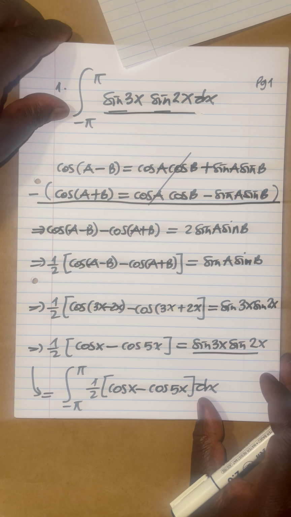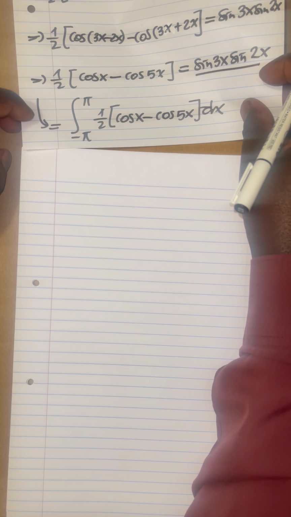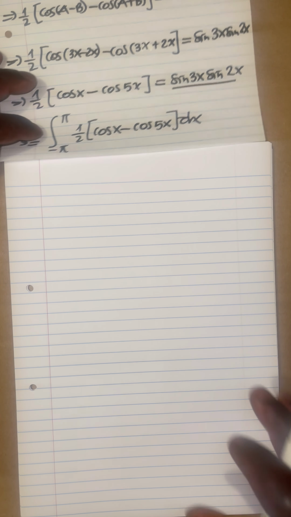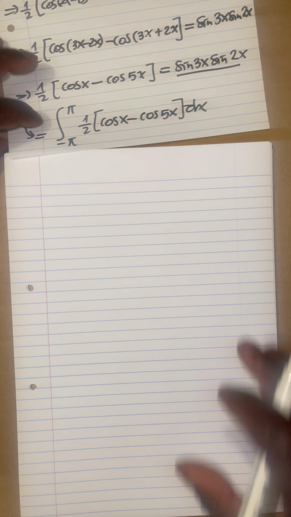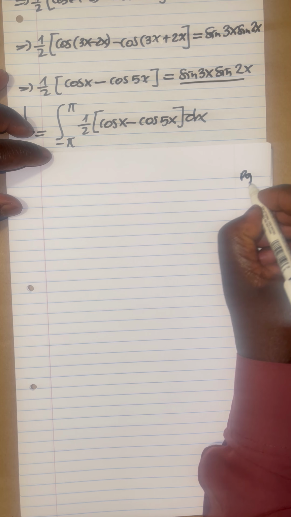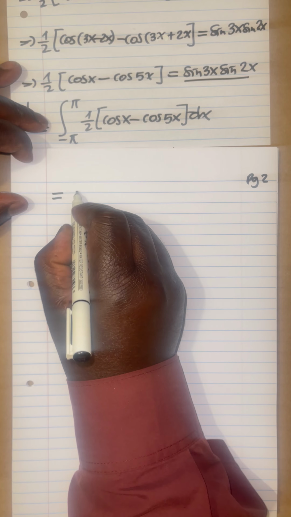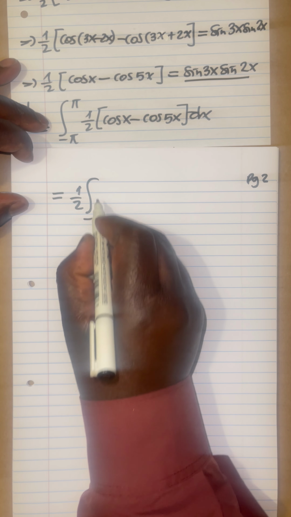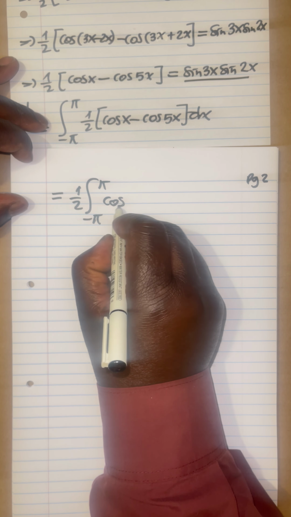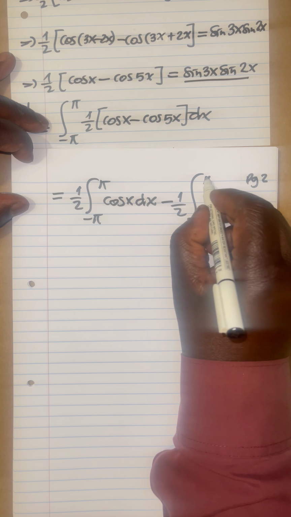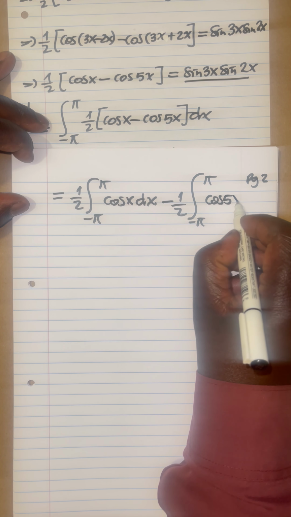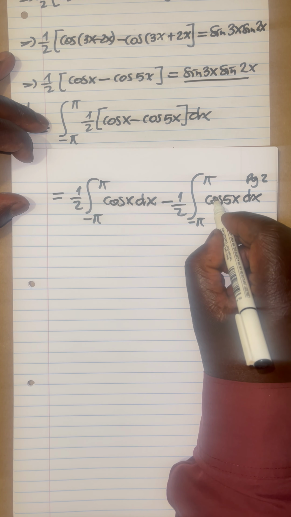Now let's carry on with the evaluation of this integral. All I have to do now is to distribute the integral and the half and the dx, taking us to page 2. If you agree with me, that integral is the same as 1 over 2 integral from minus pi to pi of cosine x dx, minus 1 over 2 integral from minus pi to pi of cosine 5x dx. Nice.